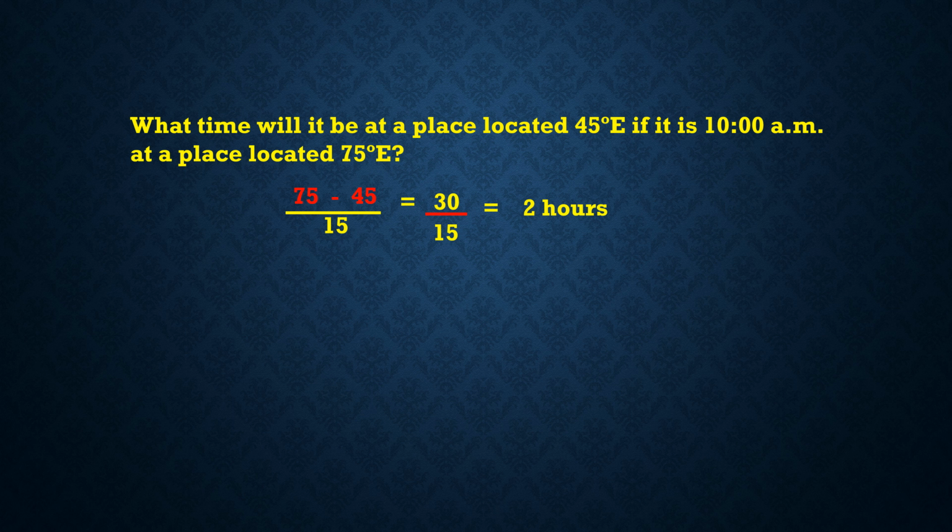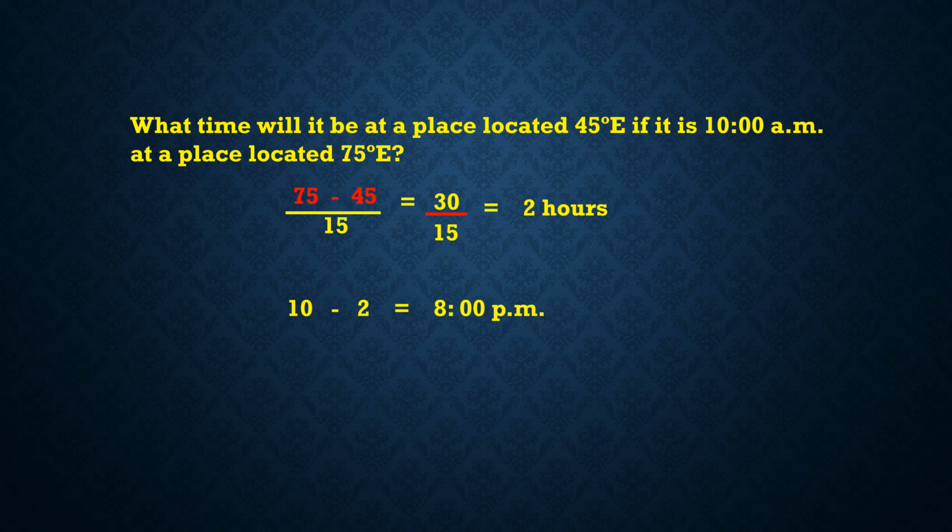So the time that we have is 10 a.m., and we already worked out that there is a 2-hour time difference between the places located at 75 degrees east and 45 degrees east. So if 45 degrees east, which is the place we want to know the time for, is located west in relation to a place located at 75 degrees east, it means we are losing time. So we have to subtract. Hence, we say 10 a.m. minus 2 hours, which will give us approximately 8 p.m.